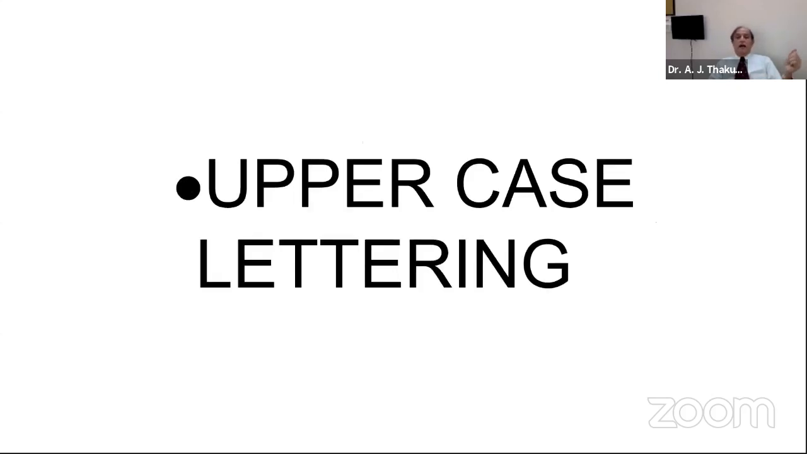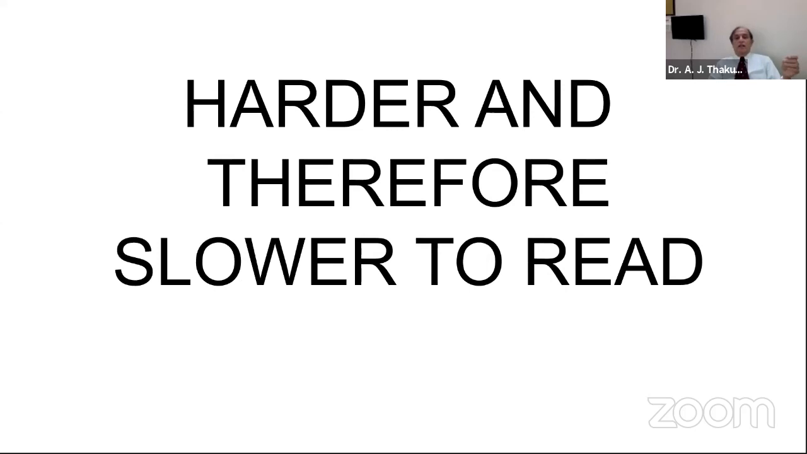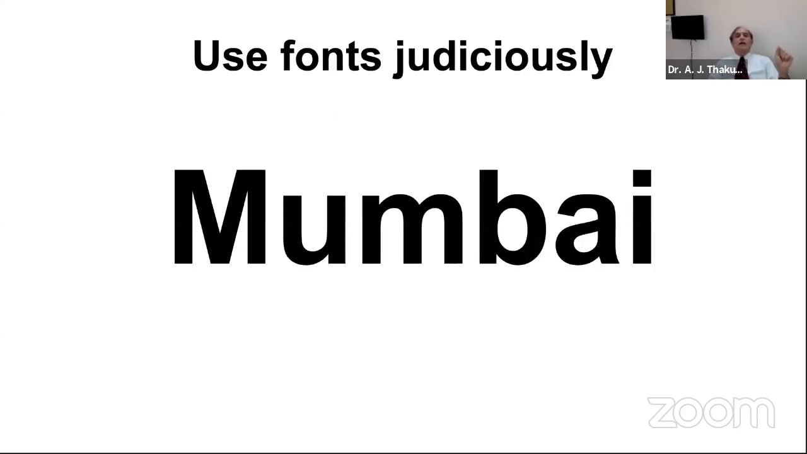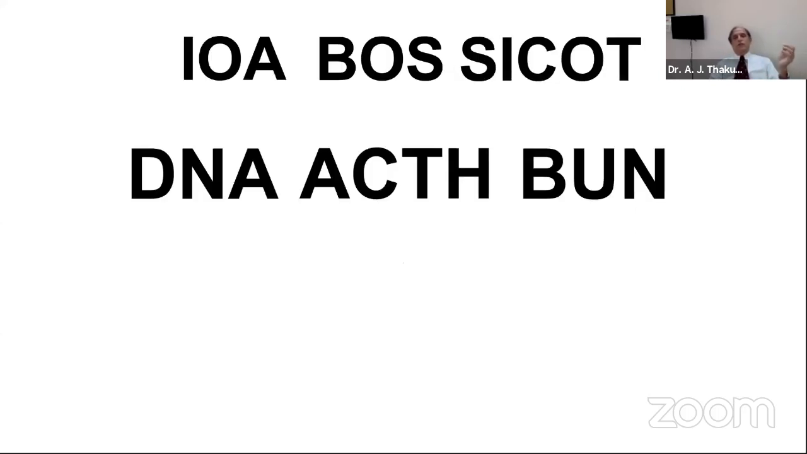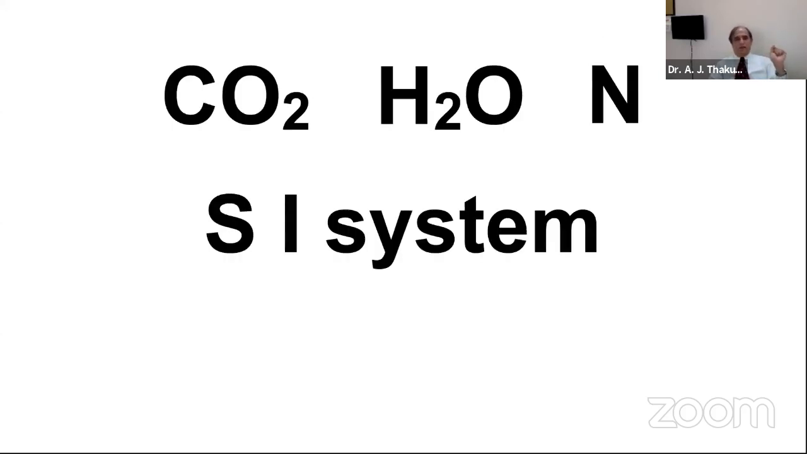And all caps are absolutely unnatural to read. You can find it is difficult. Uppercase lettering is harder and therefore slower to read. Try that. If you have everything in uppercase, you will find it difficult to read. You must use it judiciously. For a proper noun, the first letter has to be capitalized. When you abbreviate, like IOA, BOS, CICOT, DNA, everything should be capitalized.